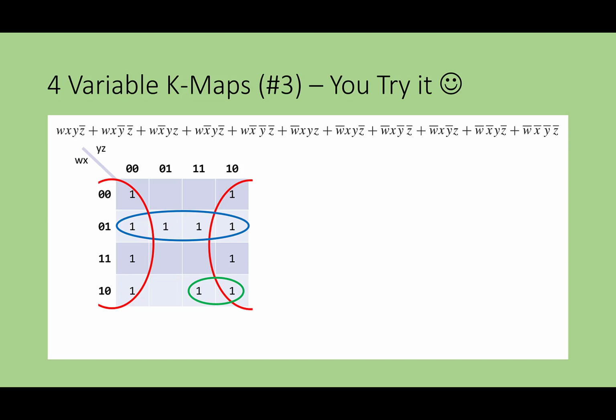We have 11 terms at the moment. Let's see what it's going to end up being. Let's start with this big red thing. It just reduces down to z bar. That's it.